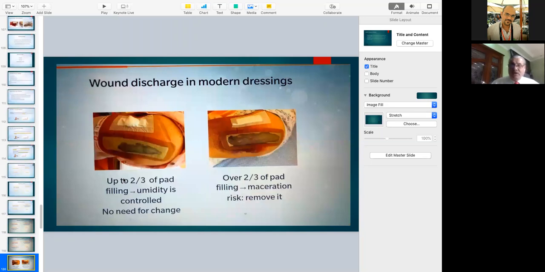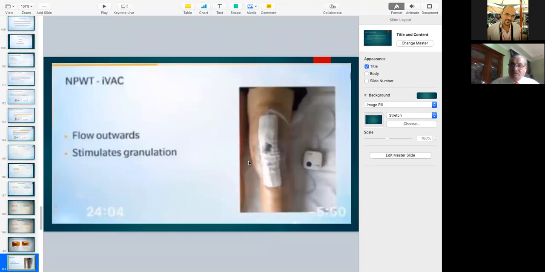First of all, in modern dressing, if there is wound discharge, you get an idea about the size. If it is up to 2/3, there is no need to change the dressing. If it is more than 2/3, there might be a risk of maceration, so you change it. If the flow is more for a long period, you can go to the VAC, negative pressure wound therapy.